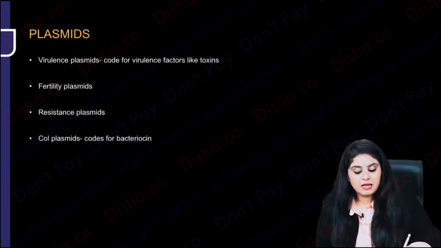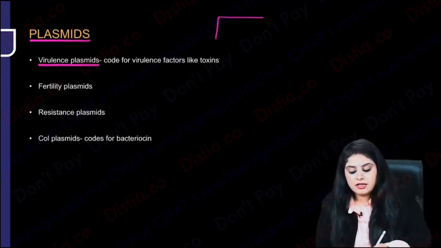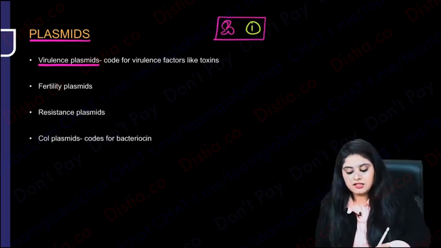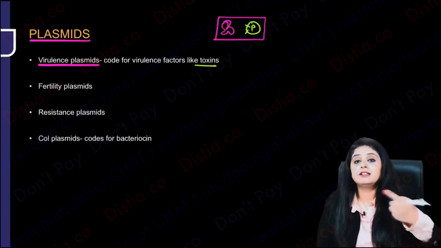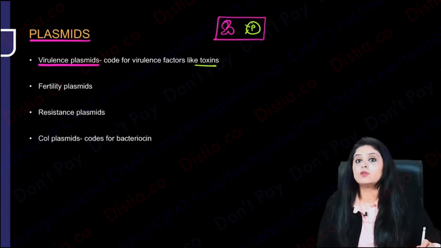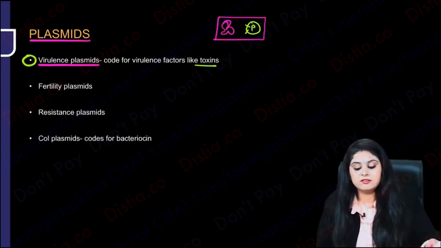Please note, plasmids can, number one, be virulence plasmids, meaning that if this is the bacteria, this was its DNA and this was the plasmid. You say, ma'am, the plasmid is carrying genes for toxins. If that gets transferred, the bacteria will end up showing a lot of toxicity. Okay, virulence factors it can carry.